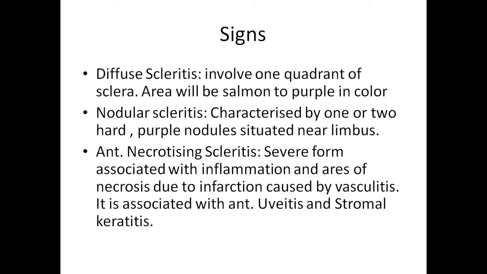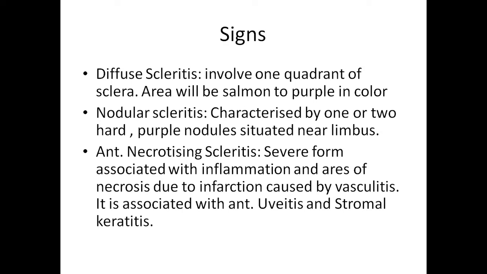So, signs: diffuse scleritis involves one quadrant of the sclera. The area will be salmon to purple in color. The typical color, whereas in episcleritis the color will be bright red. As the sclera is deep-seated, the congestion in the sclera will be seen as purple or salmon color. Nodular scleritis is characterized by 1 or 2 hard purple nodules situated near the limbus.